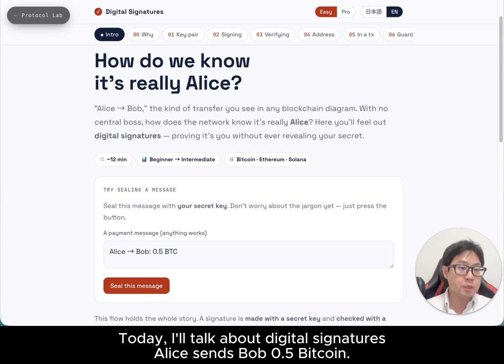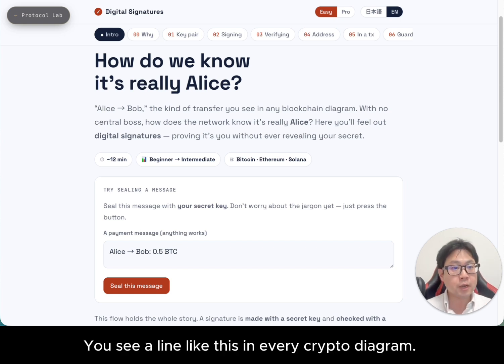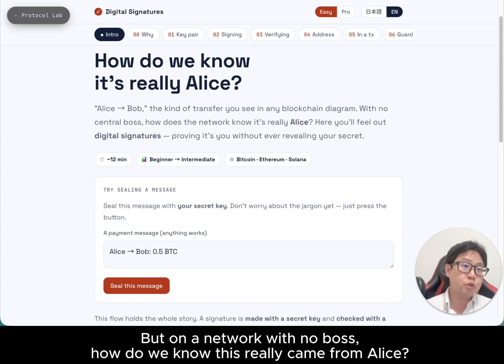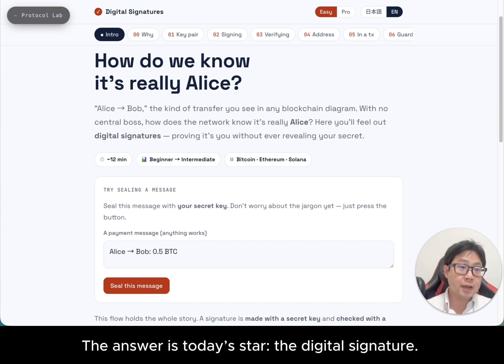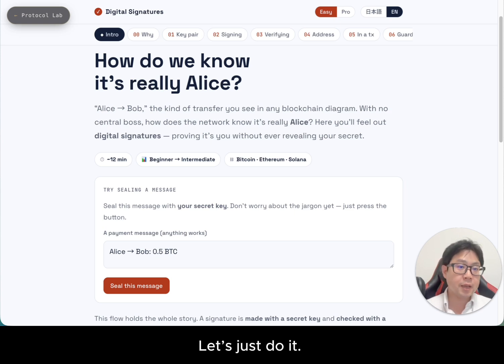Alice pays Bob 0.5 Bitcoin. You see a line like this in every crypto diagram. But on a network with no boss, how do we know this really came from Alice? Send a password and it gets stolen. A handwritten signature can be forged. The answer is to use a digital signature. Then let's just do it.